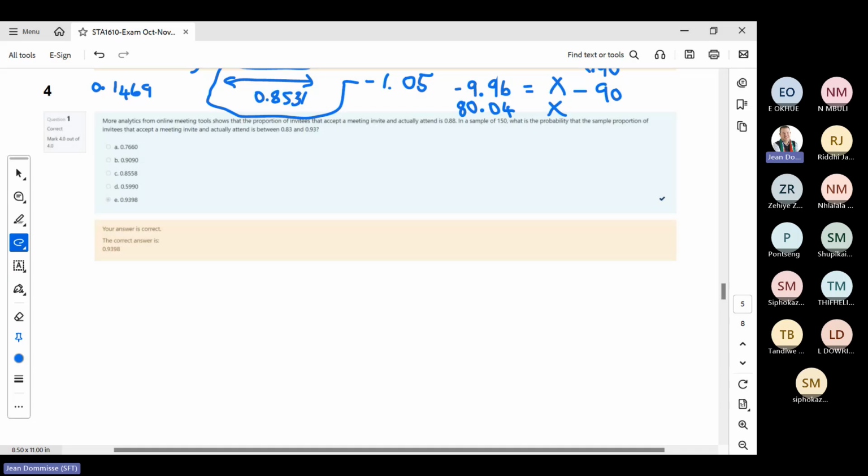Okay, so here they're asking, you get the proportion of 0,88. We've got a sample of 150. And you need to then, so this one you guys can check out. I'm not going to go through this one now, but you basically need to do the following.